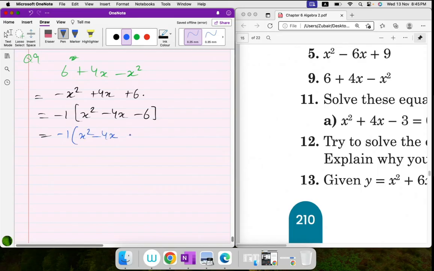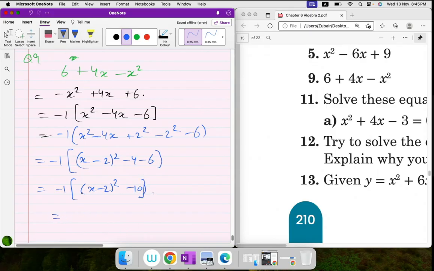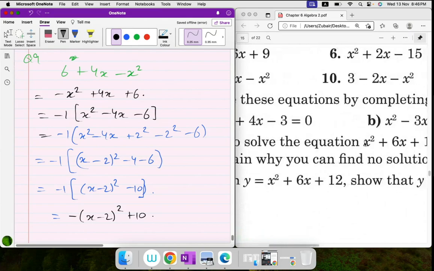x square minus 4x plus 2 square minus 2 square minus 6. Negative sign stays with us. This is x minus 2 whole square minus 4 minus 6. Negative 1 stays there. x minus 2 whole square minus 10. And the negative sign now comes inside: minus (x minus 2) whole square plus 10. Try question number 10.